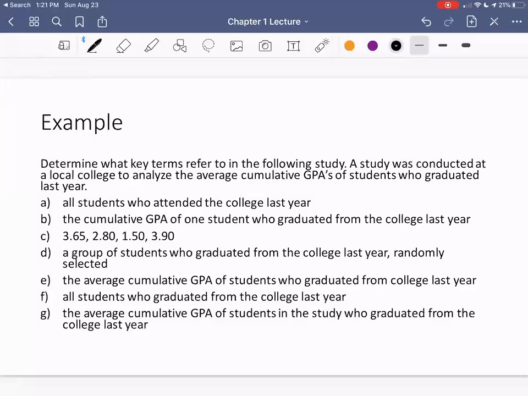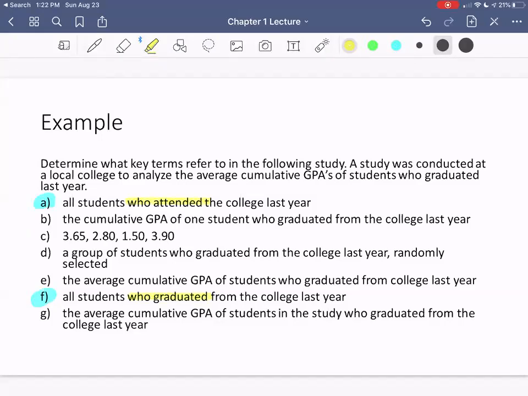So first, I want to go over exactly the order we went through. Population was the very first one. So let's find the population. It consists of everything. It says a study was conducted at a local college to analyze the average cumulative GPAs of students who graduated last year. If you read this, you can see there are 2 possibles. It's either A, all students who attended the college last year, or F, all students who graduated from the college last year. There's a big difference: who attended and who graduated.